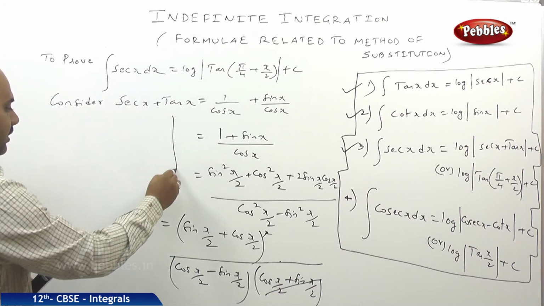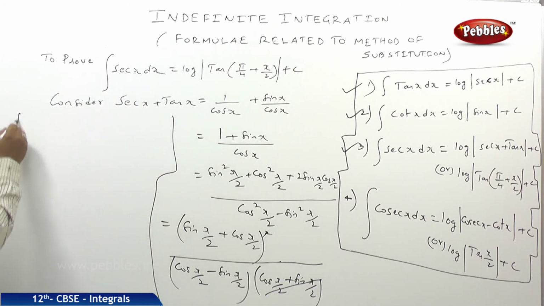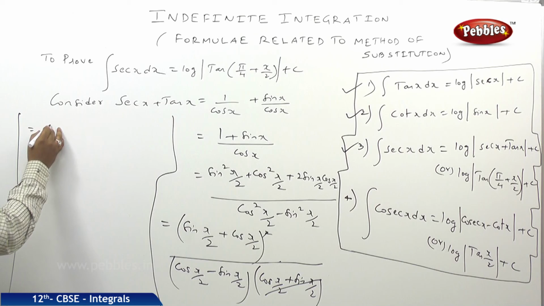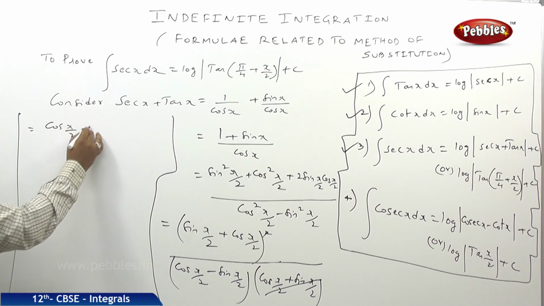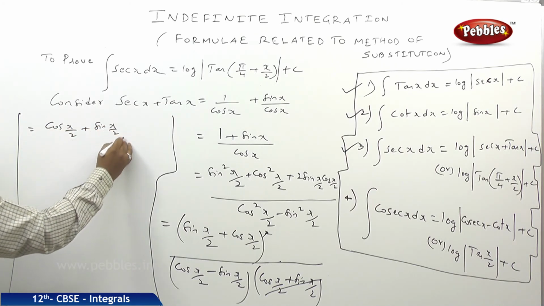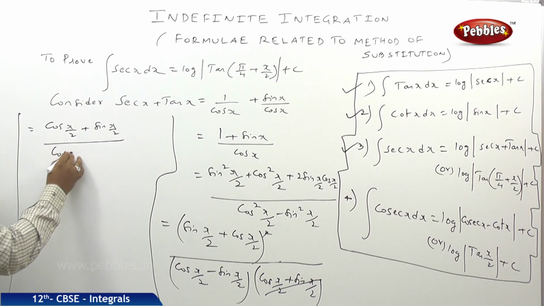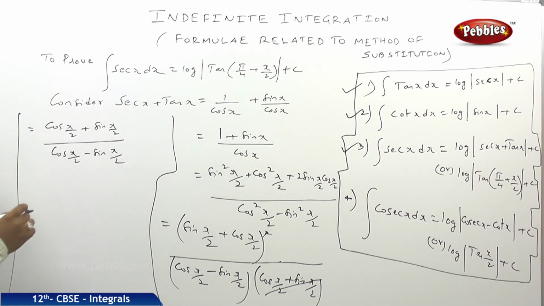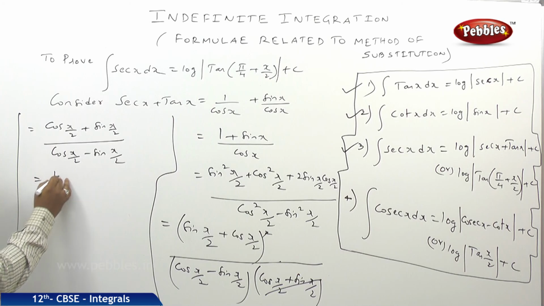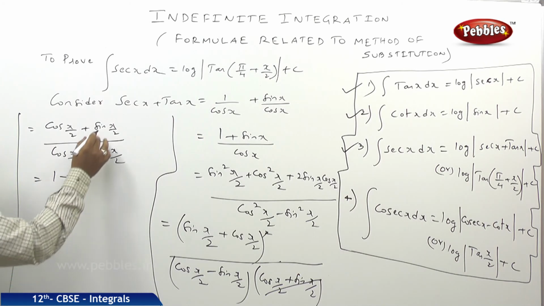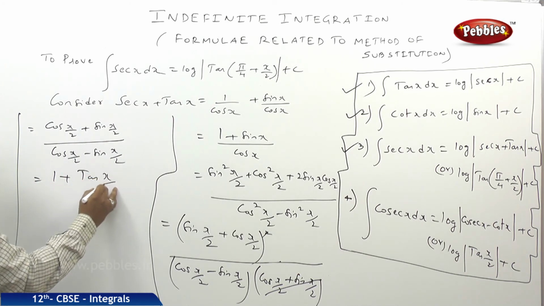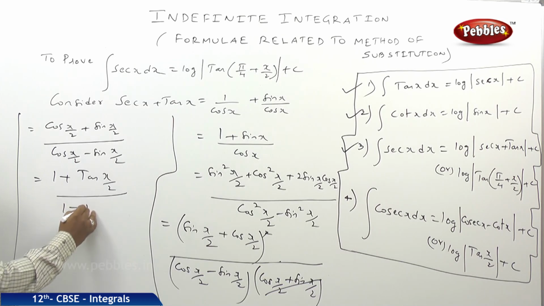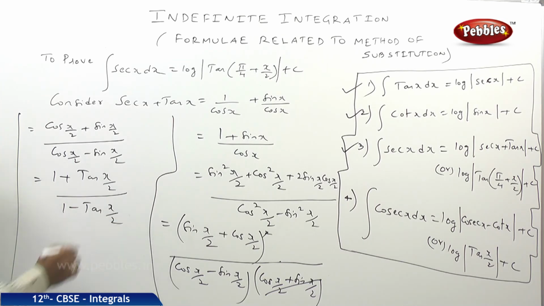So finally there remains cos x by 2 plus sin x by 2, whole divided by cos x by 2 minus sin x by 2. Now I will divide both numerator and denominator by cos x by 2. So 1 plus sin x by 2 by cos x by 2, that becomes tan x by 2, and divided by 1 minus tan x by 2.